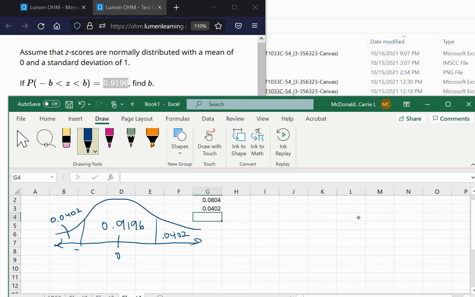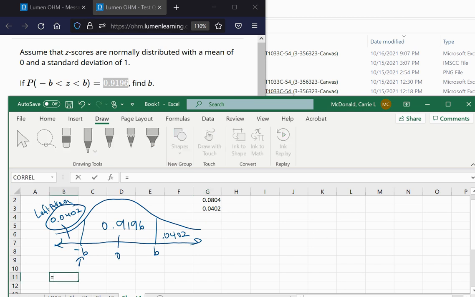And if this is negative b and this is positive b, we can use this left area with norm.inverse to find b, negative b. Okay, norm.inverse with 0.0402, mean of 0, standard deviation of 1. So b, negative b, is negative 1.74837. And that makes positive b the same number, but just not negative. Okay?